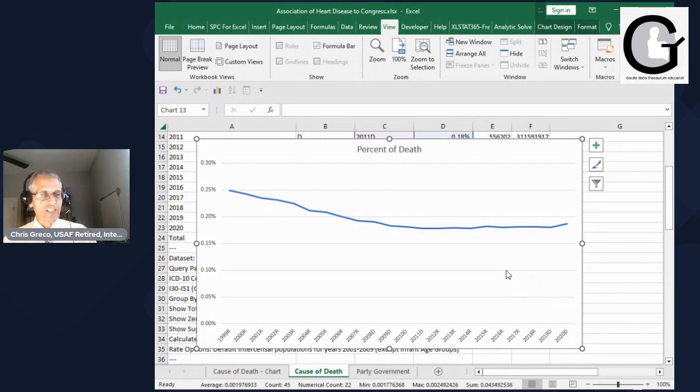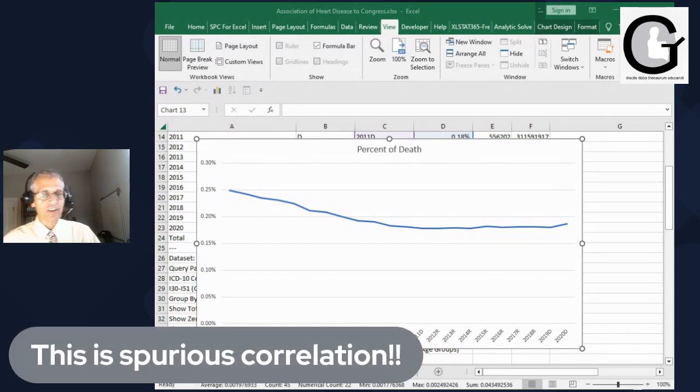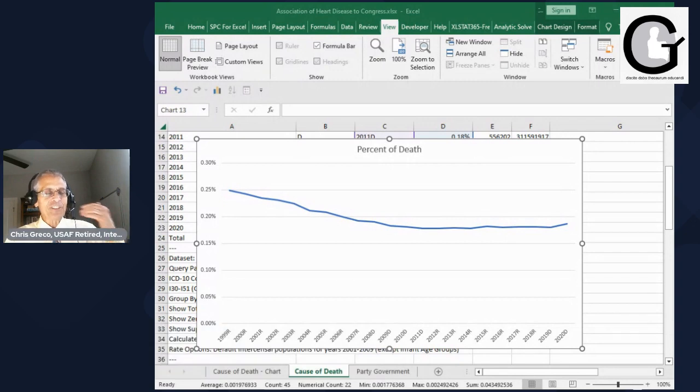It's spurious correlation. So in fact, I'm gonna put this down just to make sure: spurious correlation. Okay, it's not factual. It's not something that you can sit there and say, oh, look, during the Republicans, look at it, it dropped from 0.25% all the way down to 0.15%, and then the Democrats took over and it kind of leveled out, and then it goes like that. It's ridiculous. This is spurious correlation.